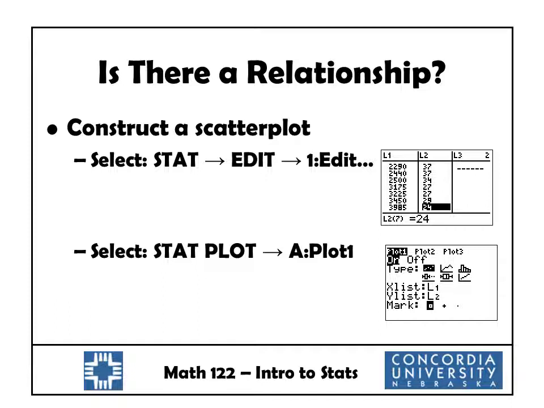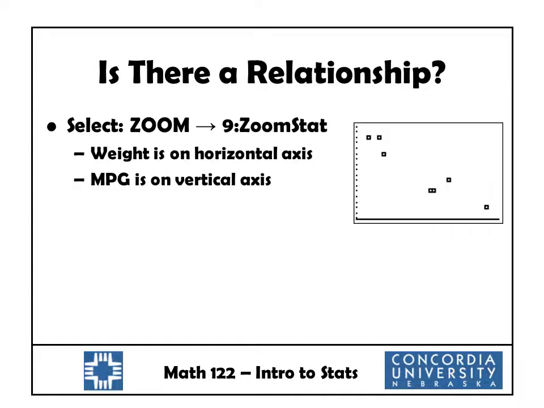Okay. So once your screen looks like this figure there on the right, we need to hit the Zoom button, which is on the very top row of keys, and then scroll down to option 9, which is Zoom Stat. Now this will set our window to the proper dimensions so that we can see all the dots. Okay. Now when you graph it, it should look something like this on the right hand window. This looks just like the scatter plot that we constructed back in Chapter 2. Now this is not quite as nice as the one we saw in Chapter 2.